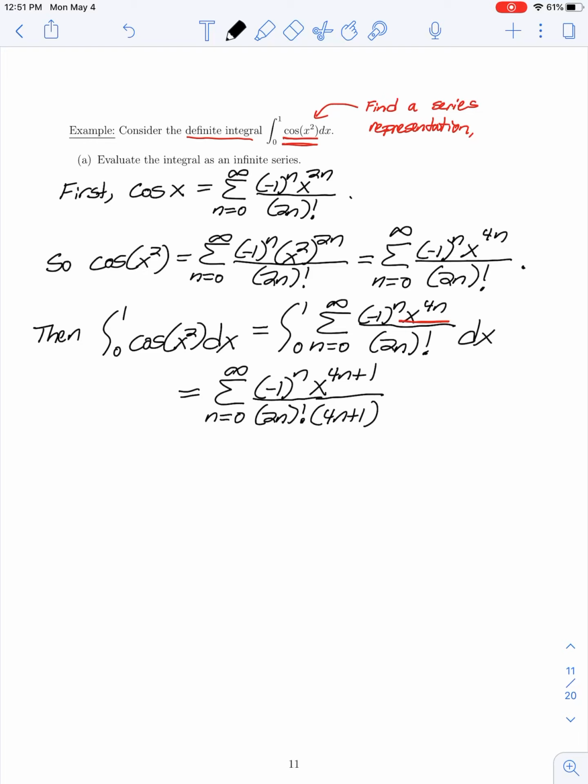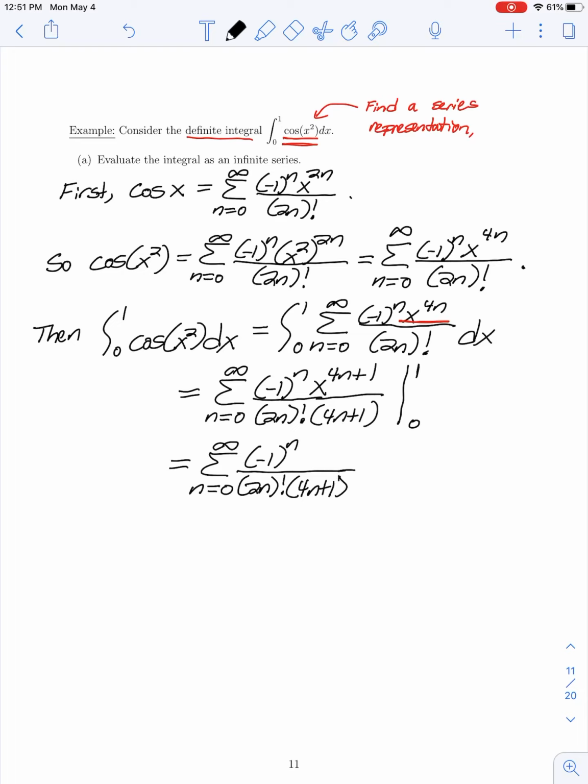And since this is a definite integral, I don't need a constant of integration, but I'm taking this series and evaluating from x equals 0 to x equals 1. So when I substitute 1 in for x, I have the sum from 0 to infinity of negative 1 to the nth times 1 to the 4n plus 1, which is 1, divided by 2n factorial times 4n plus 1.